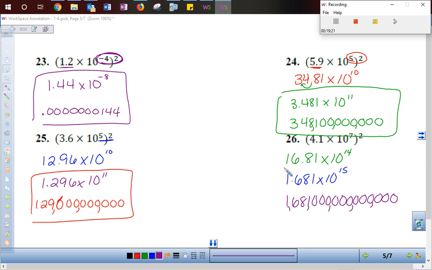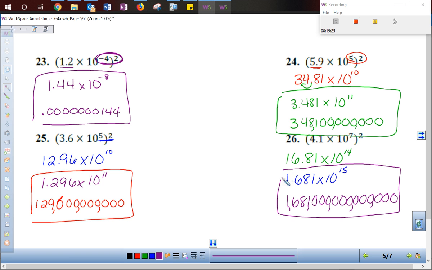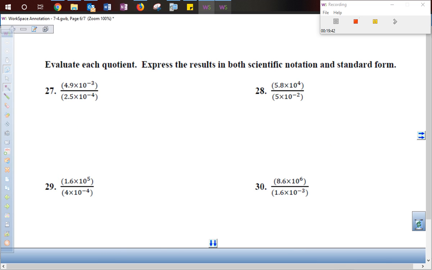Now for this guy, hopefully you end up with 16.81 times 10 to the 14th, which is really 1.681 times 10 to the 15th, which gives us, oh goodness, this is 100,000, million, billion, trillion. I don't know what comes after that, but it's a very large number, and that's okay. Sometimes we're going to get large numbers on this problem.